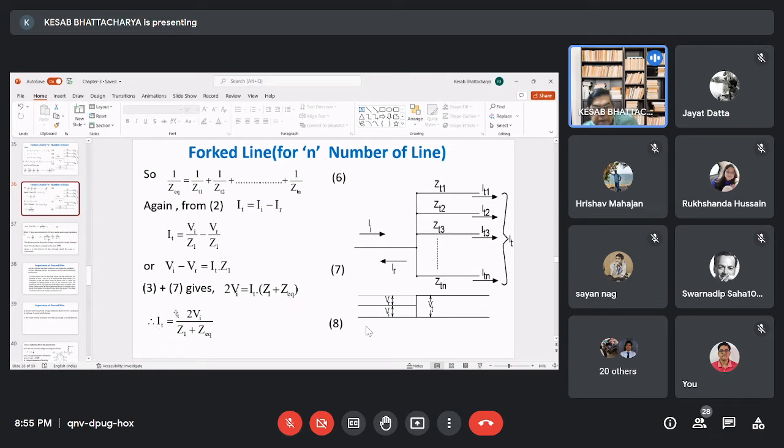From where we can write this? IT is equal to 2 VI by Z1 plus Z equivalent. Can we write this up to equation 8? Is it okay? Please tell me. Yes, sir.